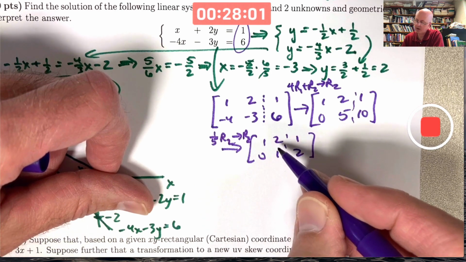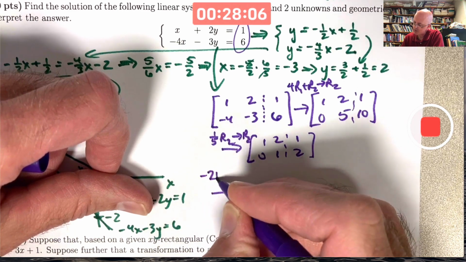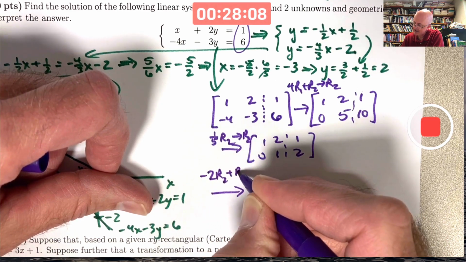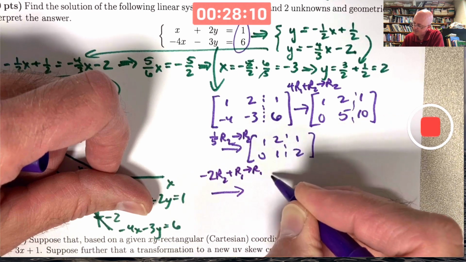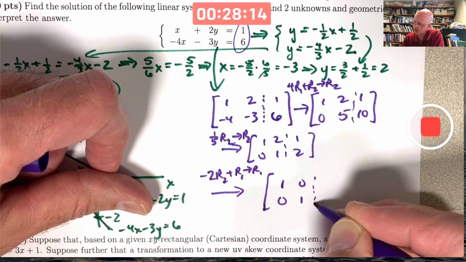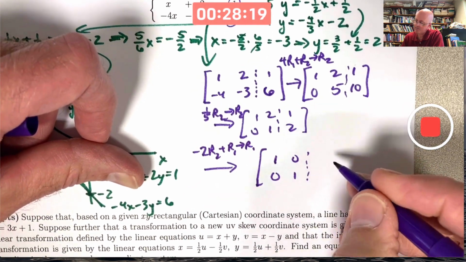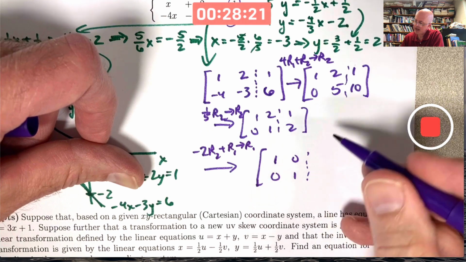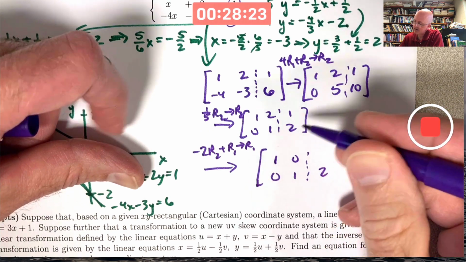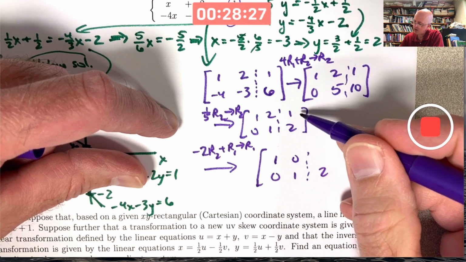I'd like to get a 0 above it. So now I'm going to multiply row 2 by -2, add it to row 1, and put the answer in row 1. So I will get a 0 there. This is the typical kind of form. Not always. Sometimes you get a 0 here. And then what happens up here? Multiply row 2 by -2, add to row 1.